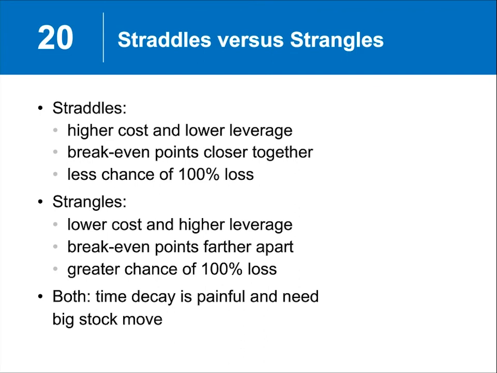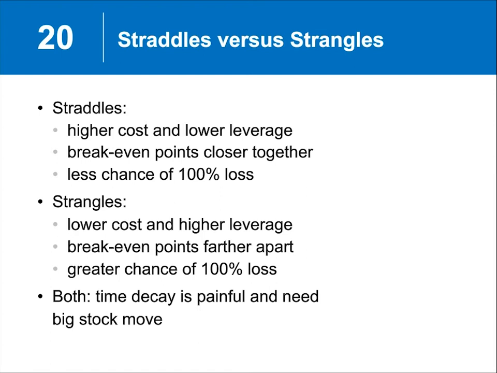So the Straddle versus the Strangle. Again, the Straddle has a higher cost, which means it has lower leverage. The break-even points are closer together, and you have less chance of 100% loss, because 100% loss is only at the strike price. Remember, it was $50 only at that strike price. Do we have 100% loss?